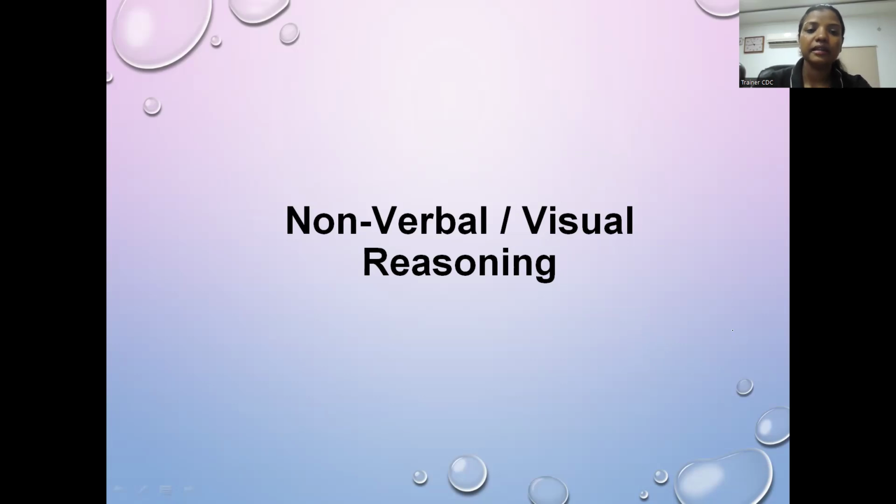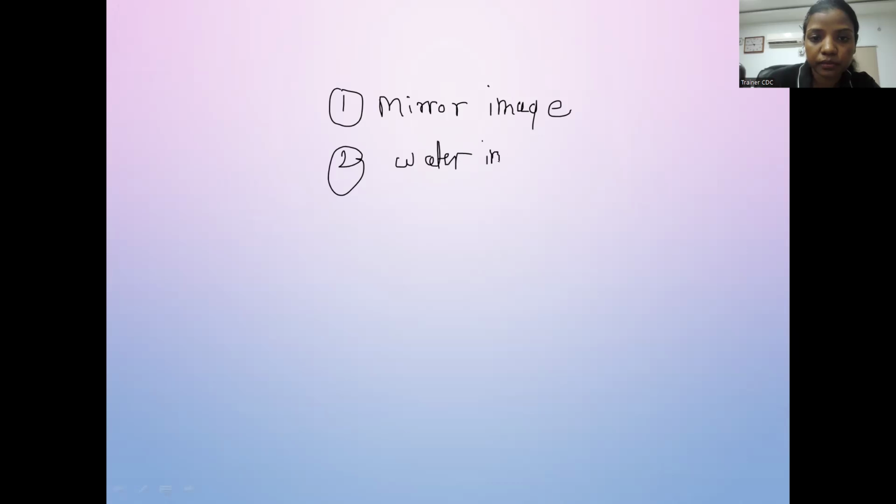Okay, so here in non-verbal reasoning, what kind of questions do you expect? The main two types of questions that you may expect from this chapter are mirror image and water image problems. One by one, I'm going to tell you how mirror image works and how water image works. Basically, if I talk about mirror image problems, they will give you some figures, and they will keep a mirror in front of those figures, or on the left side or right side of that figure.